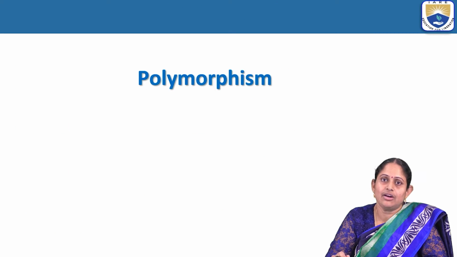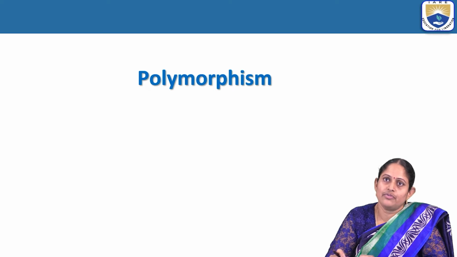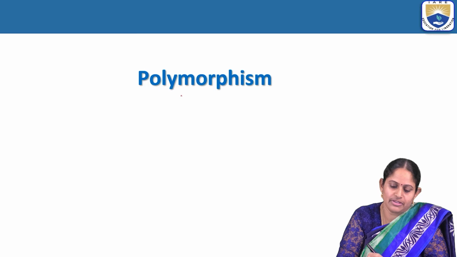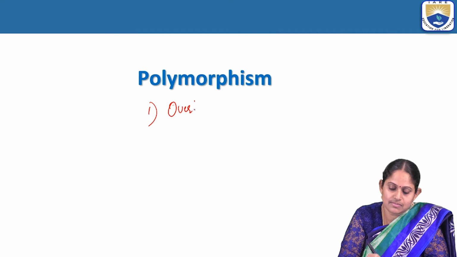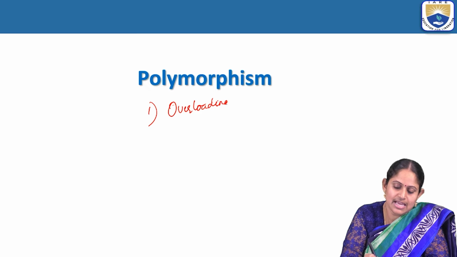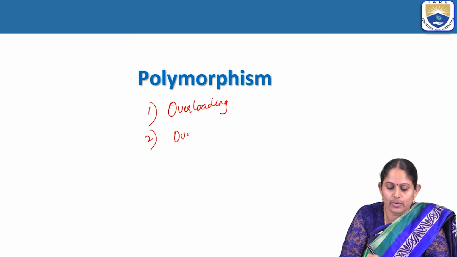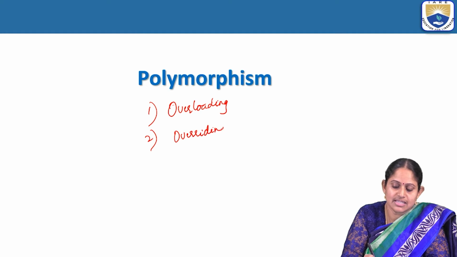Polymorphism is the ability to exist in more than one way. So we have already seen two types of polymorphism. One is overloading, which we have already discussed, and the second type is overriding, which we will discuss now.